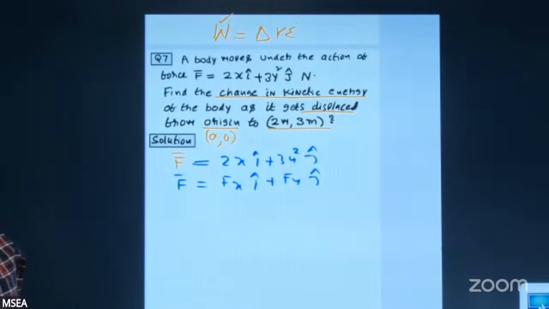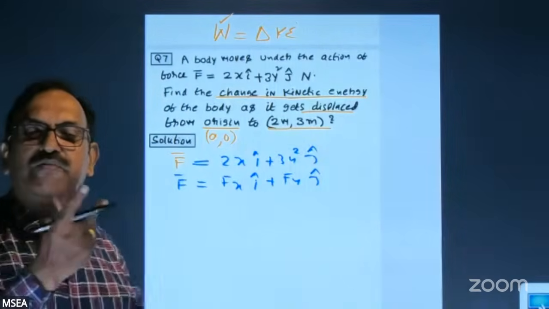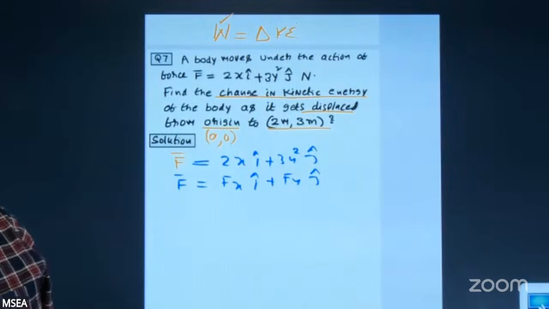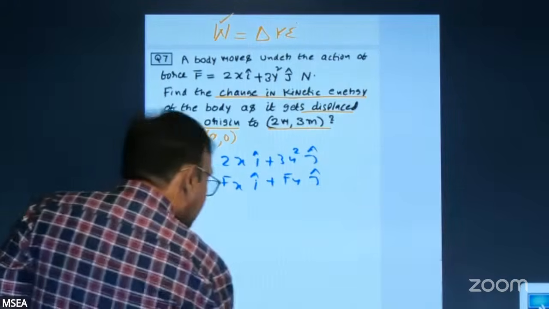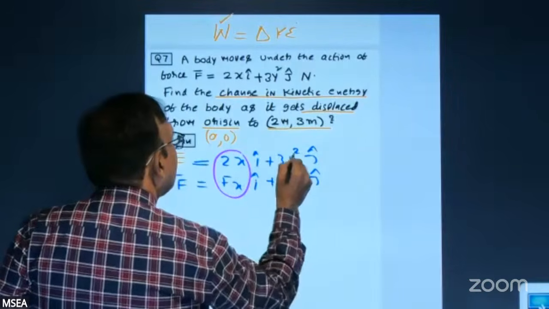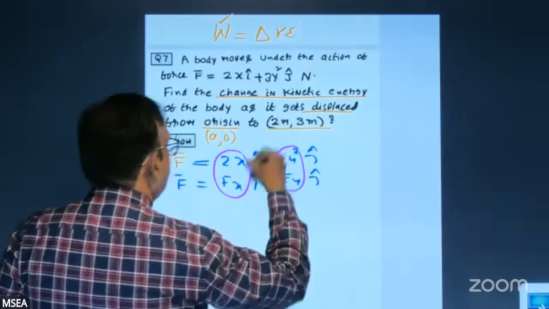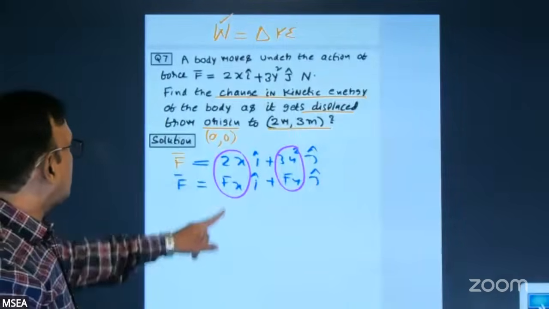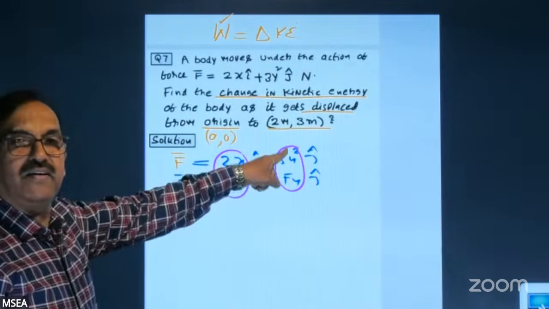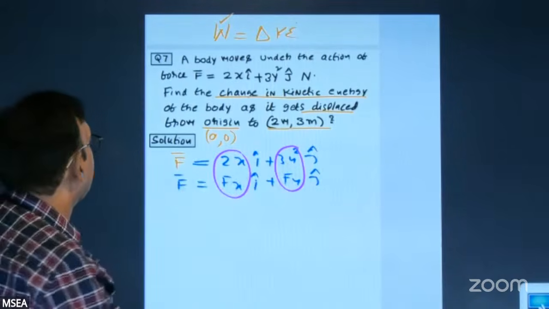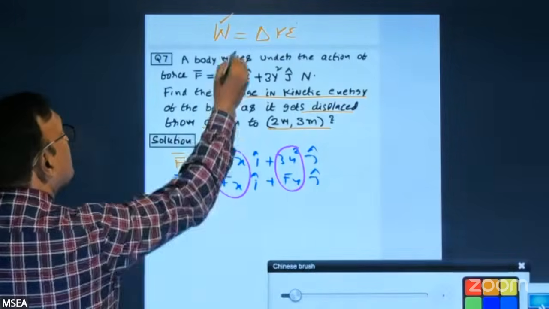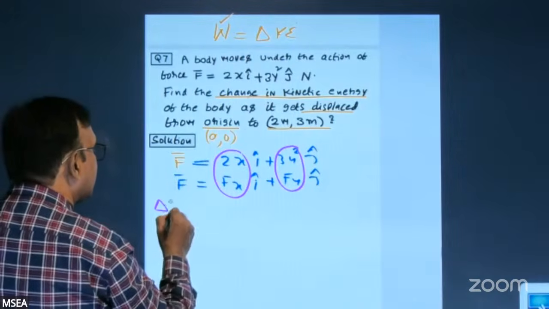If you happen to see the NEET PYQs, you do find the work done by variable force several times. So here, if you compare, fx is equal to 2x and fy is equal to 3y square. So as x varies, fx varies; as y varies, fy varies. Now, how to calculate the total work done? We basically want to calculate the change in kinetic energy.